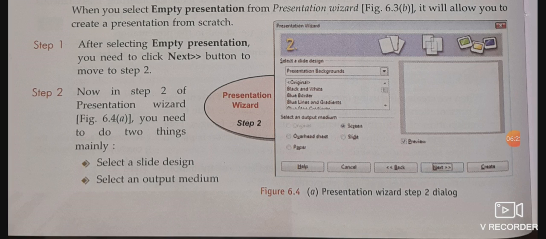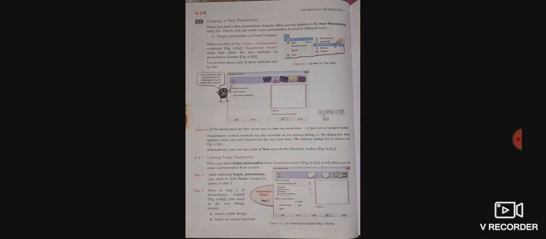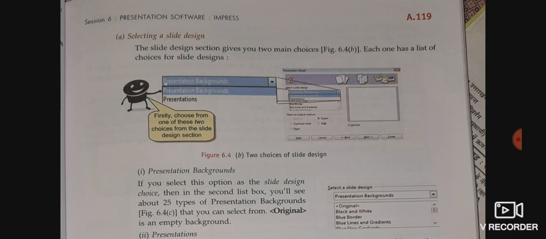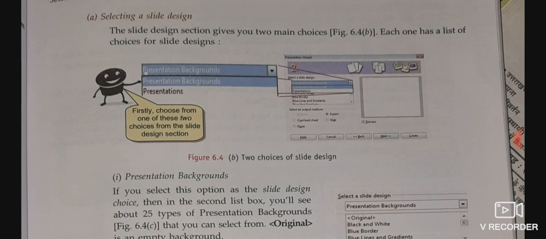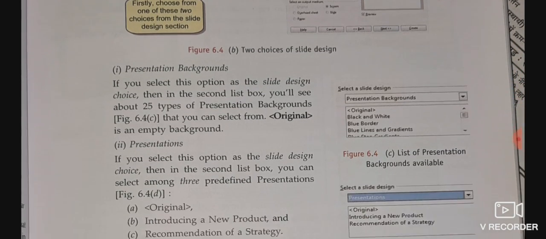And the output medium, as you can see here, should be screen. Screen means the computer screen. Now the slide design has two types: presentation background and presentation simply.